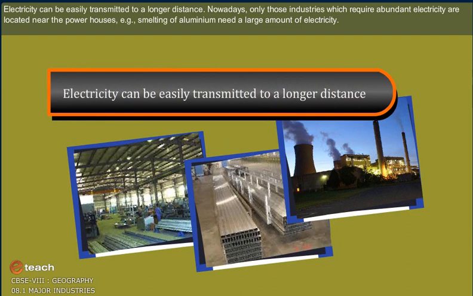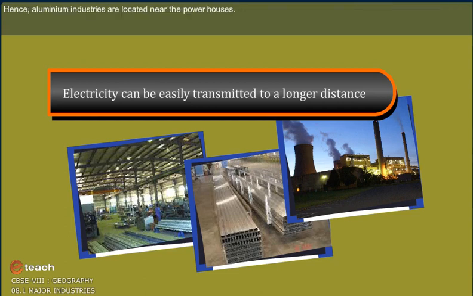Nowadays, only those industries which require abundant electricity are located near the powerhouses. For example, smelting of aluminium needs a large amount of electricity. Hence, aluminium industries are located near the powerhouses.